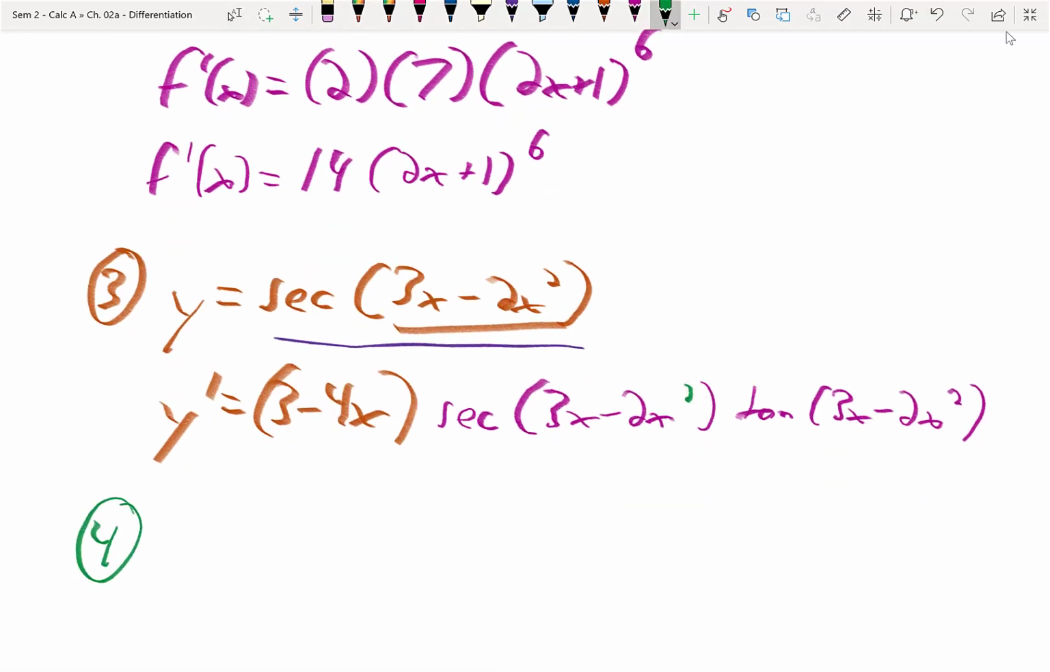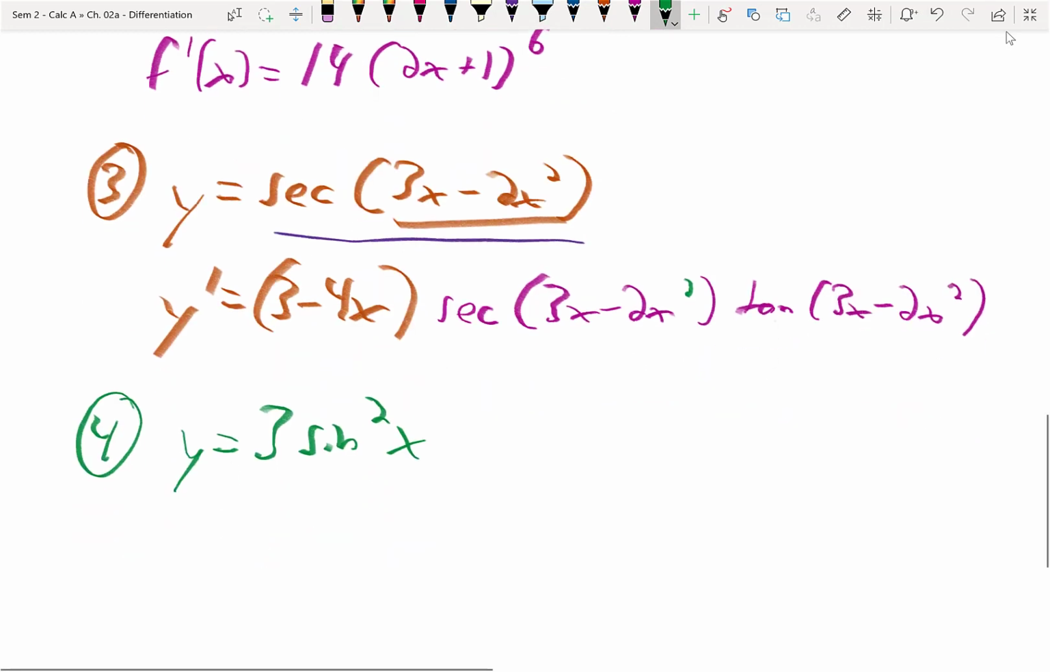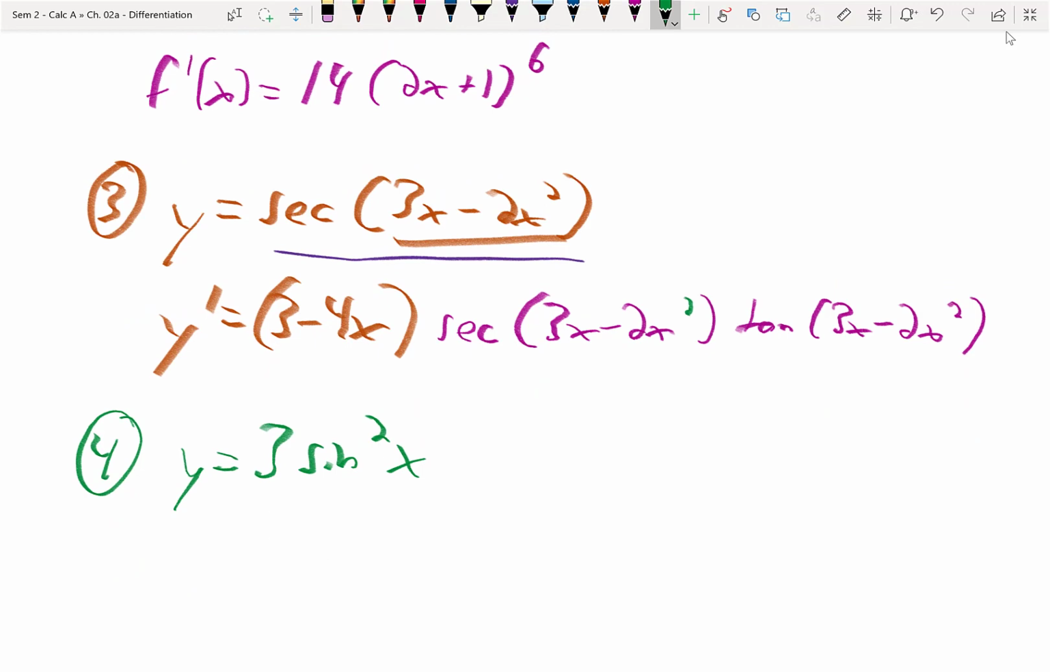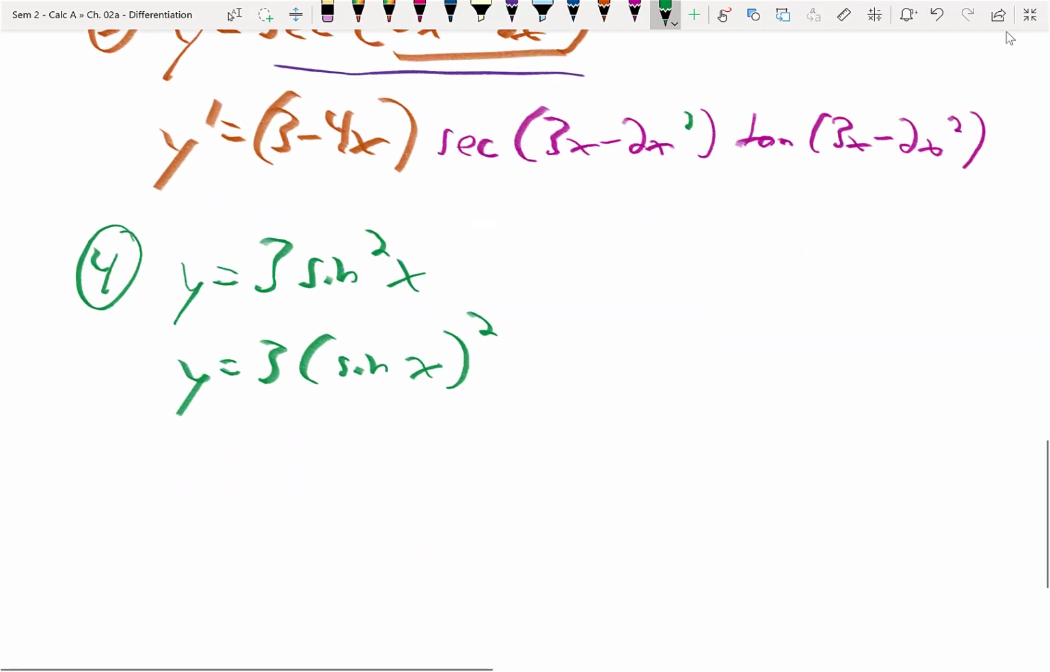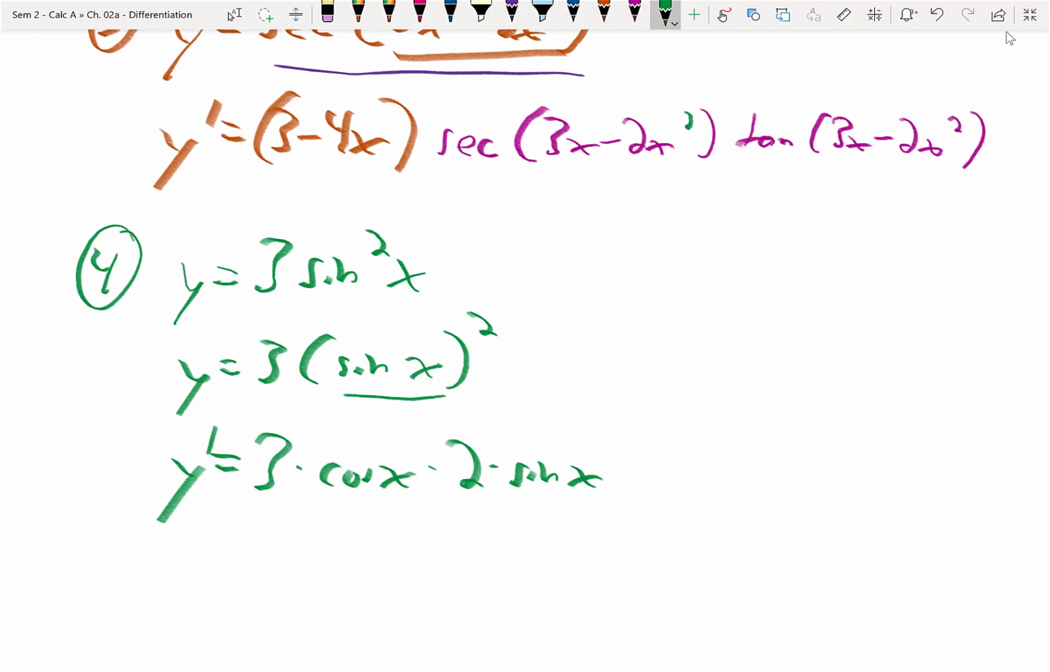Let's say I want to do y is equal to 3 times the sine squared of x. The derivative of sine squared, I'm going to rewrite this as y is equal to 3 times the sine of x squared. So now I'm going to remember the derivative of a constant. I'm just going to pull the 3 out and do the derivative of this thing. And the derivative of that is, the derivative of sine is cosine. Then I get 2 times the sine of x to the first power.